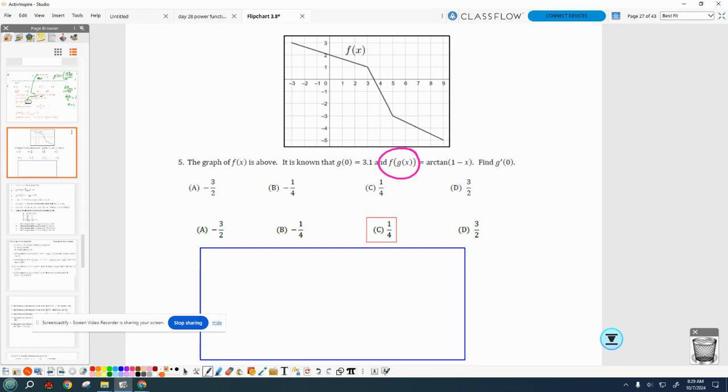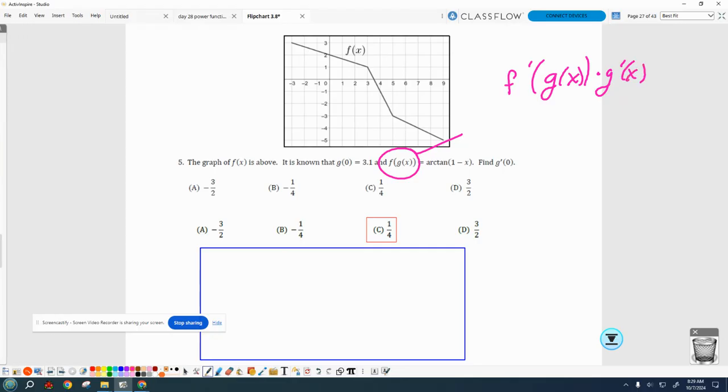Guys, f of g of x, is that product rule or chain rule? Chain rule. A number of you on the test did this as product rule. There is no partial credit if you try to product rule a composite function. The derivative pattern: derivative of the outside, leave the inside alone, then multiply by the derivative of the inside. There is nowhere else in this thing that I can get a thing that has g prime. I'm supposed to solve for g prime.